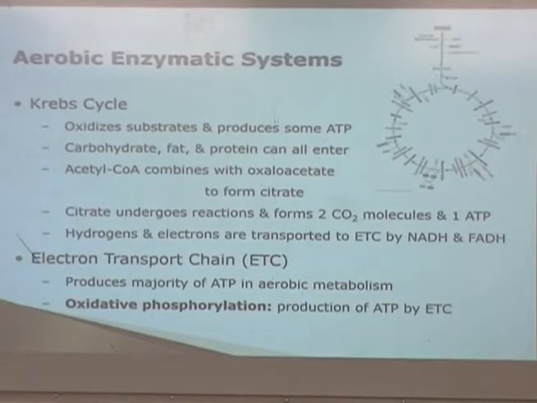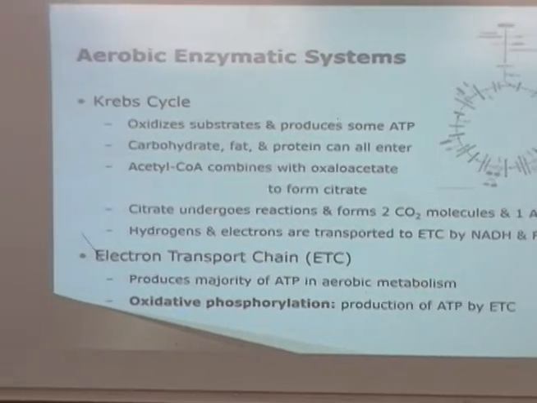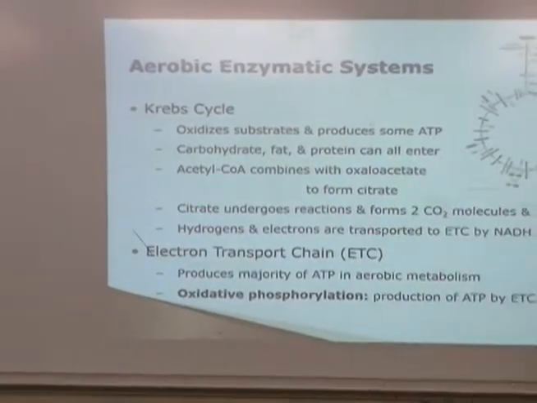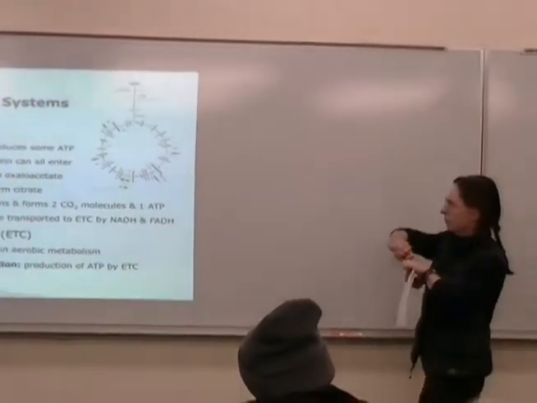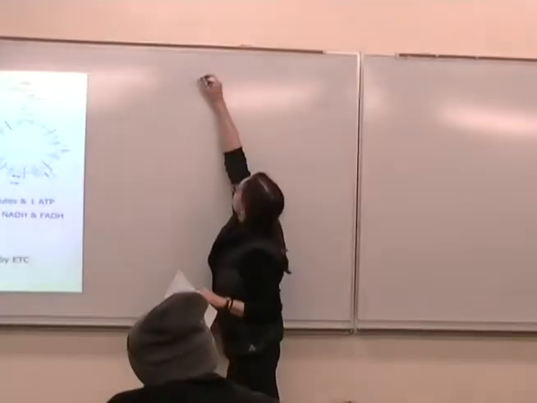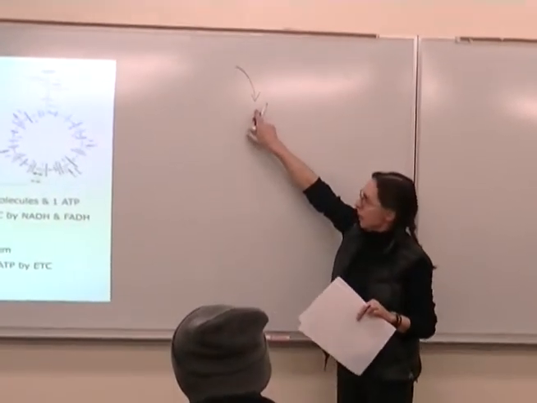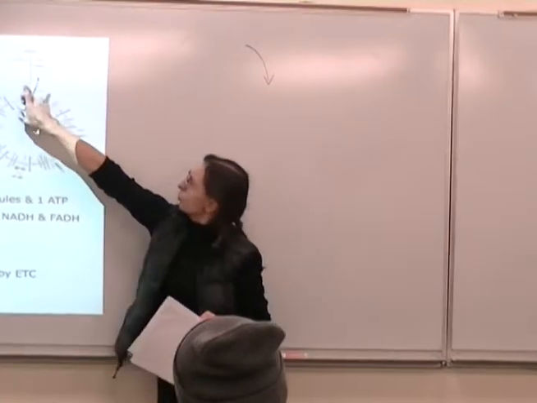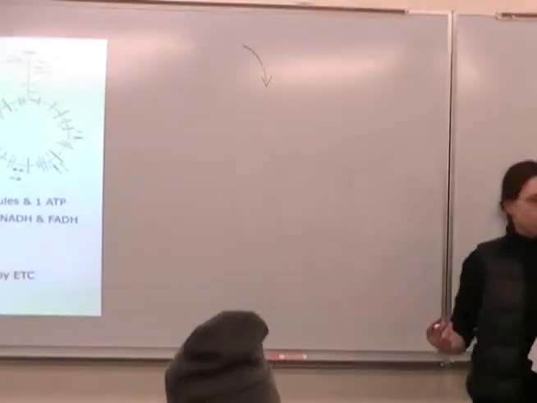So if we summarize Krebs cycle, then what I have is a substrate coming in, and that substrate is turned just before the cycle into something called acetyl-CoA.